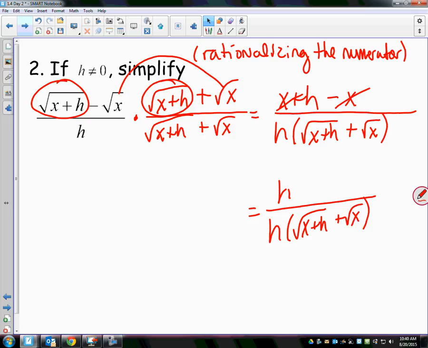Could I cross those h's out now? Because I have h up here and h down here. That's kind of the point of rationalizing the numerator, is to cross that h out.